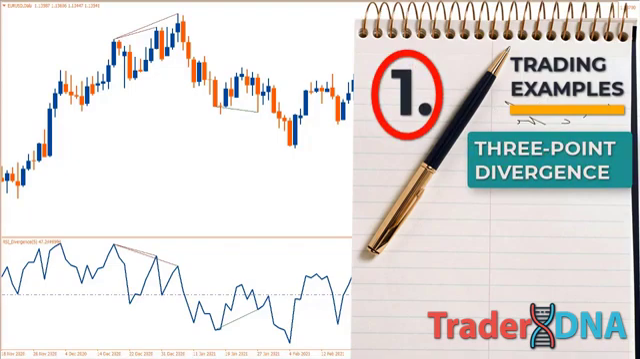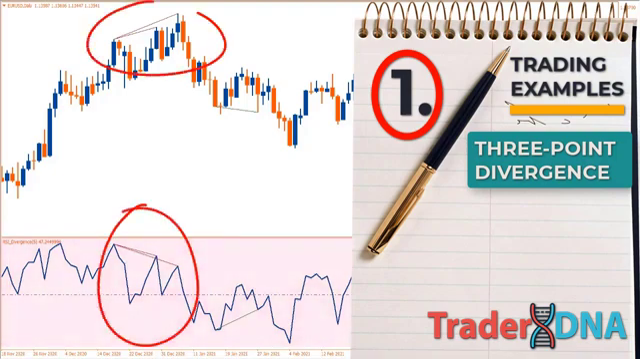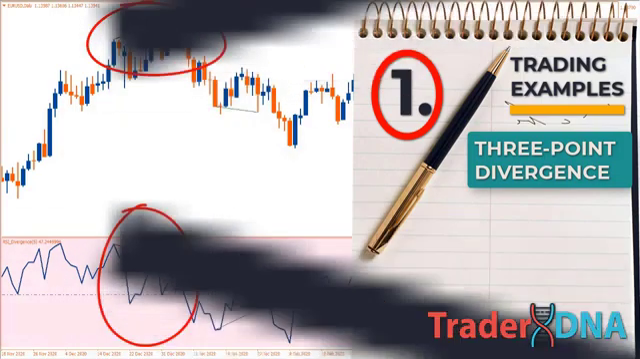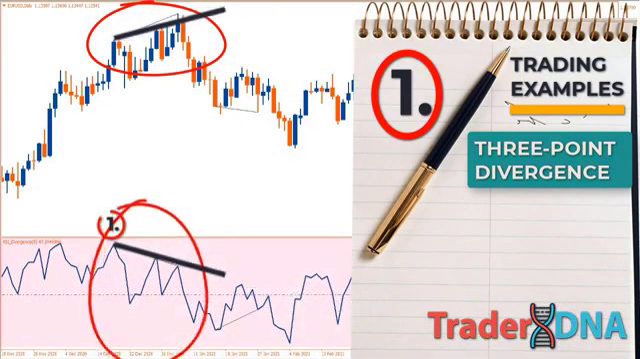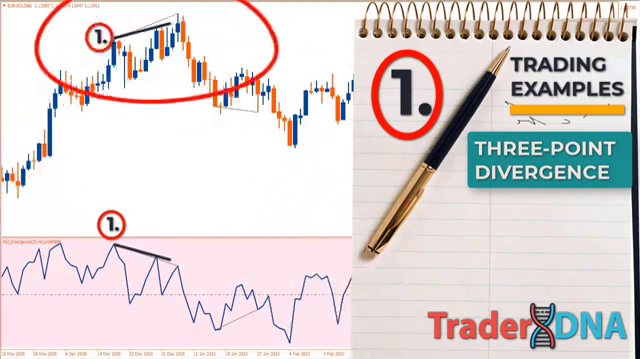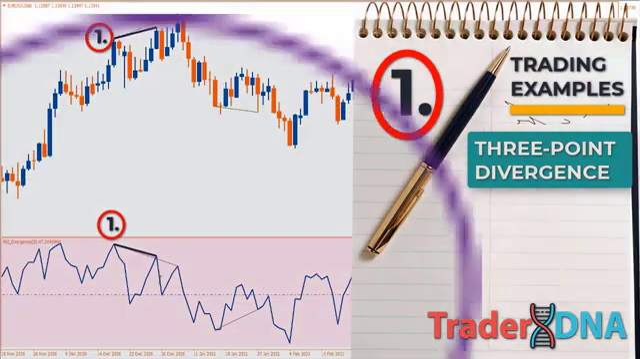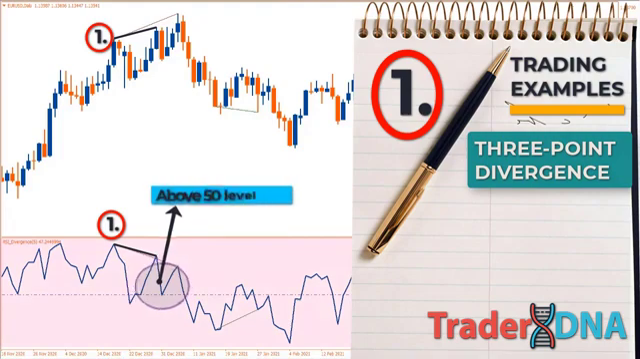This daily chart of Euro United States dollar, our RSI divergences indicator, shows 2 consecutive bearish divergences, also called a 3-point divergence. First, as prices pushed higher, the RSI made a lower high which completed the first bearish divergence. However, the RSI line is above 50 level, so we sat on our hands.